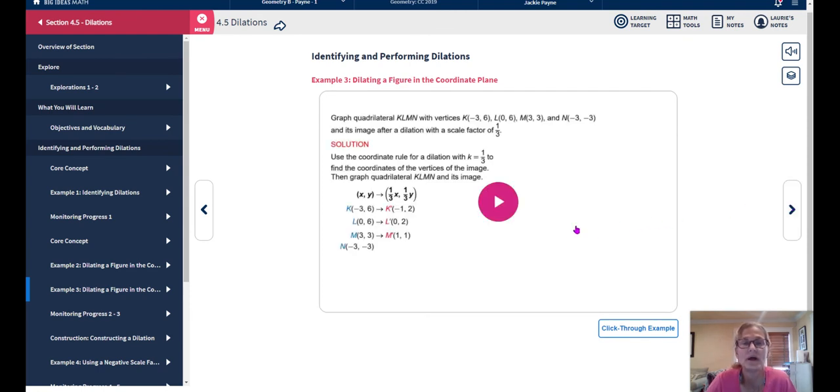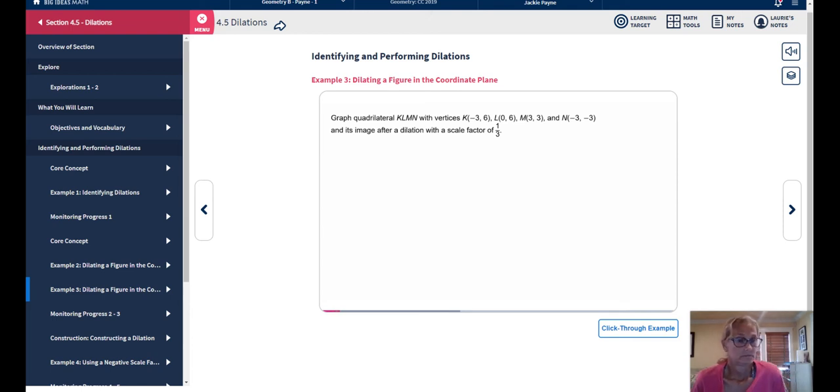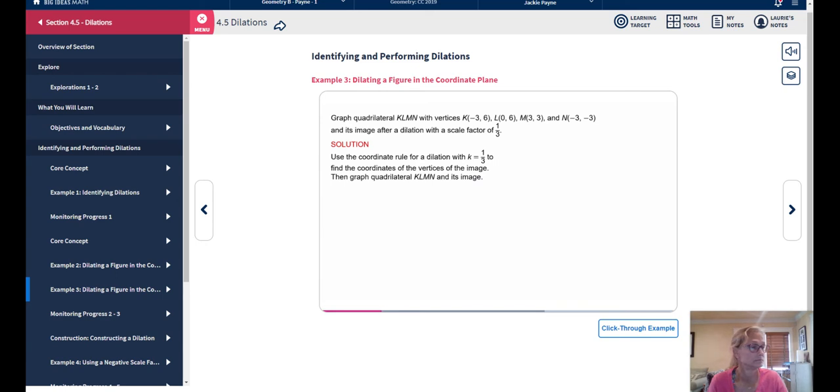You should notice also that the angles are the same measurement. Okay, here's another one, and this is slightly differently done. Graph quadrilateral KLMN with vertices K (-3, 6), L (0, 6), M (3, 3), and N (-3, -3), and its image after a dilation with a scale factor of 1/3. Solution. Use the coordinate rule for a dilation with k equals 1/3 to find the coordinates of the vertices of the image. Then graph quadrilateral KLMN and its image.